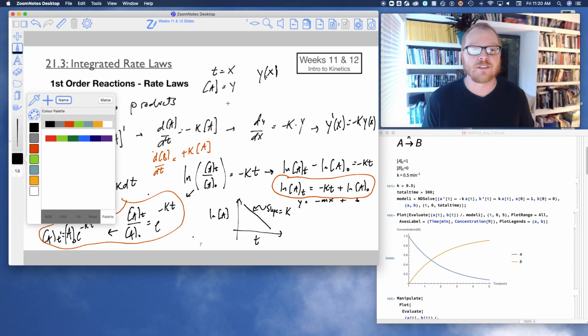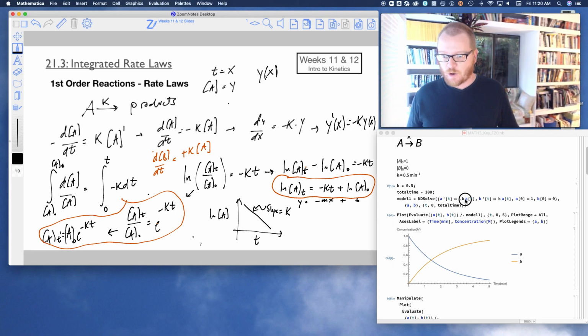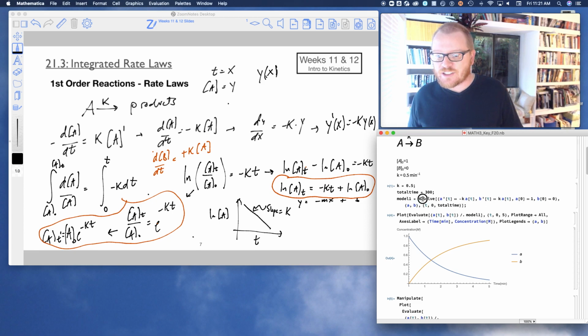Because in rate laws, it's all about the reactants. So let's check out my lines of code here. Okay, so I gave you these lines of code, but I'm going to show you where these come from. Okay, so NDSolve is the numerical solution to the differential equation.